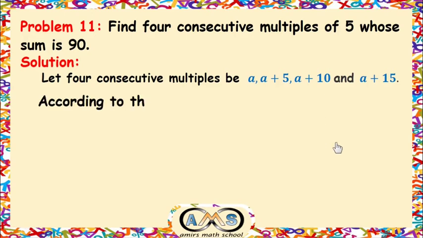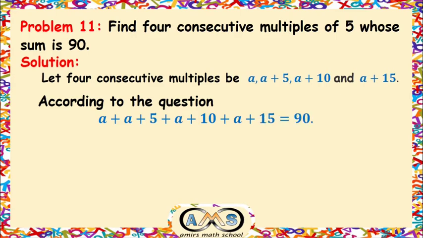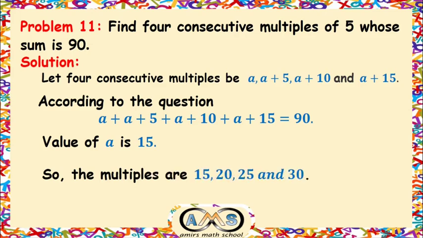So a, a plus 5, a plus 10 and a plus 15 are 4 consecutive multiples of 5. According to the question, the sum of these 4 numbers, that is a plus a plus 5 plus a plus 10 plus a plus 15, is equal to 90. After solving this equation, we get a equal to 15. So the multiples are 15, 20, 25 and 30. This is our required result.